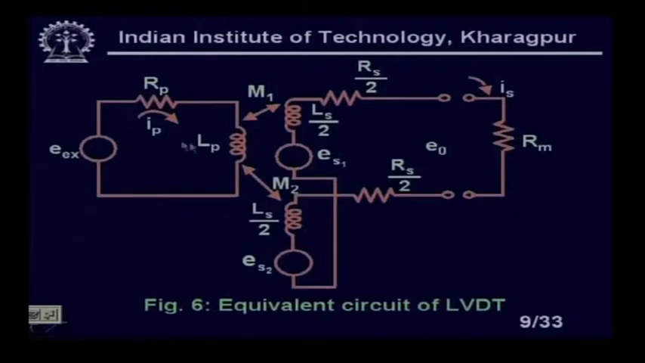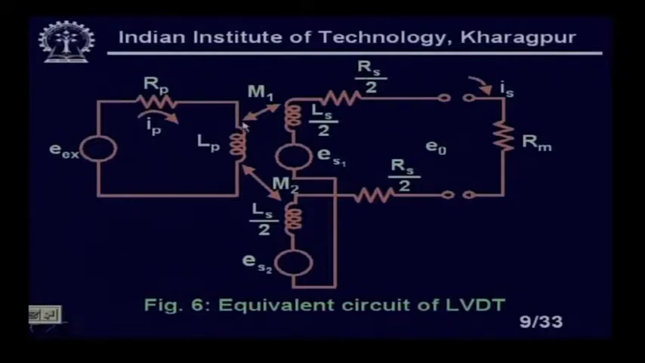We have taken here this inductance Lp, the primary inductance, this is the primary resistance Rp, and this is the excitation voltage Ex. There are two secondaries. If you assume the two are exactly identical, I can take this inductance as Ls by 2 and this resistance as Rs by 2. So we will get a simplified equation.